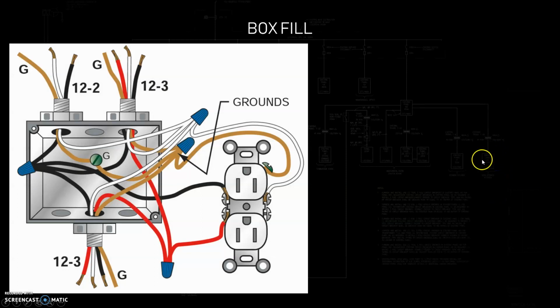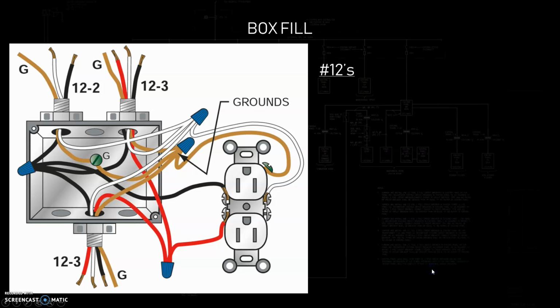So let's do an example here. In this case, every single wire in the box is number 12. I have a 12/2 coming in here, I have a 12/3 here, and a 12/3 here. Of course, then all my grounds are going to be number 12s. All my wires connected to this receptacle are also going to be number 12s.